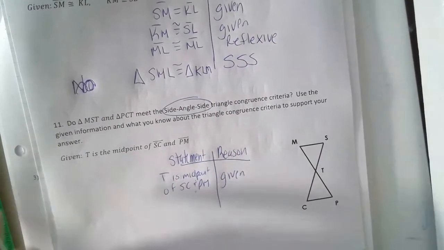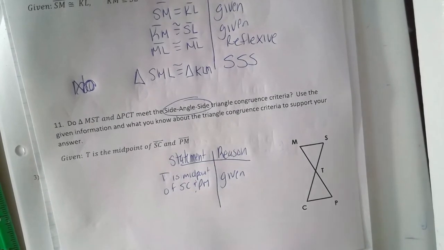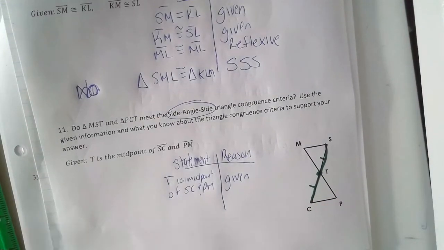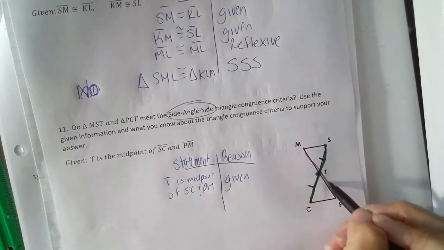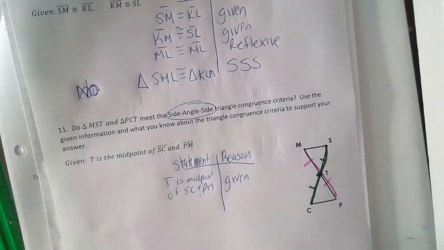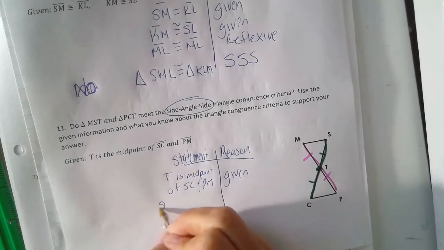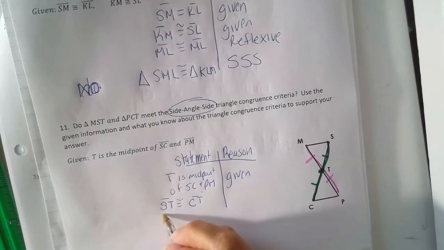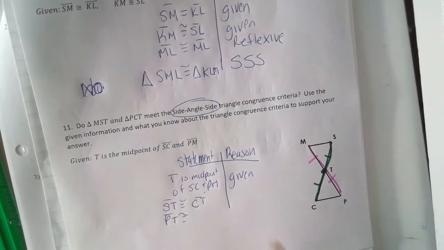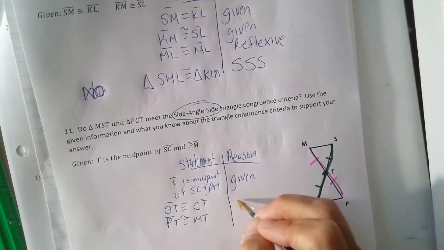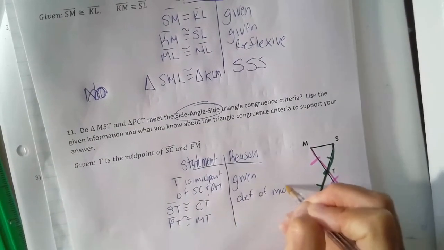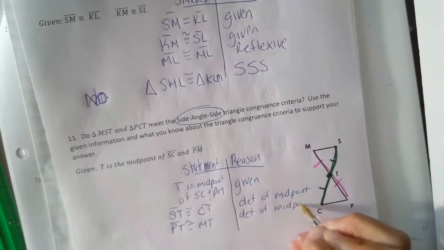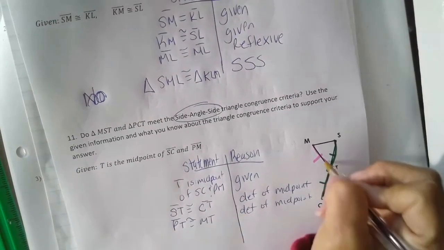Here's my reason. Okay, I know that T is in the middle of this. That makes those equal. It's also T is in the middle of this, which makes those equal. So now I already know that ST is congruent to CT, and I also know that PT is congruent to MT. And both of those are definition of midpoint. And now here's my angle.